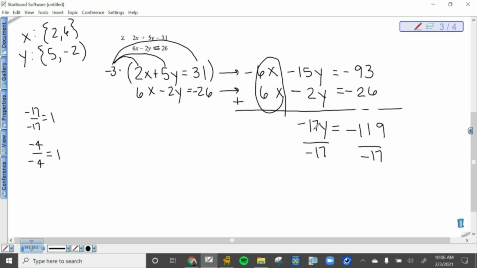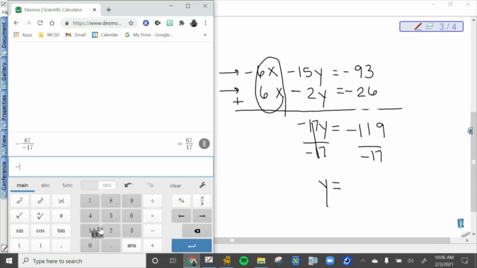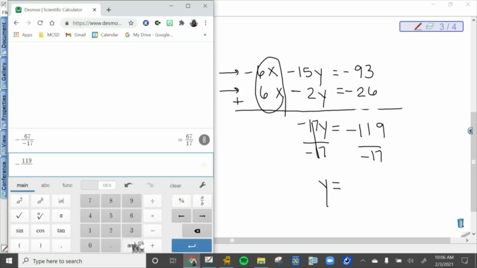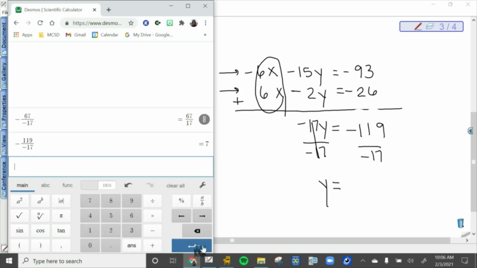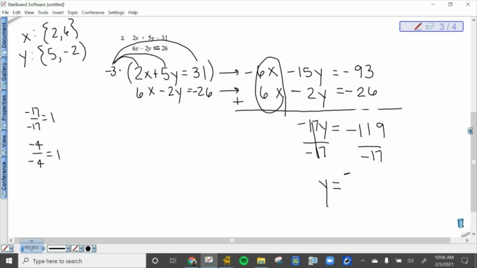Negative 17 over negative 17 is 1. We've got y equals negative 119 divided by negative 17. 7. Much better. y equals 7.